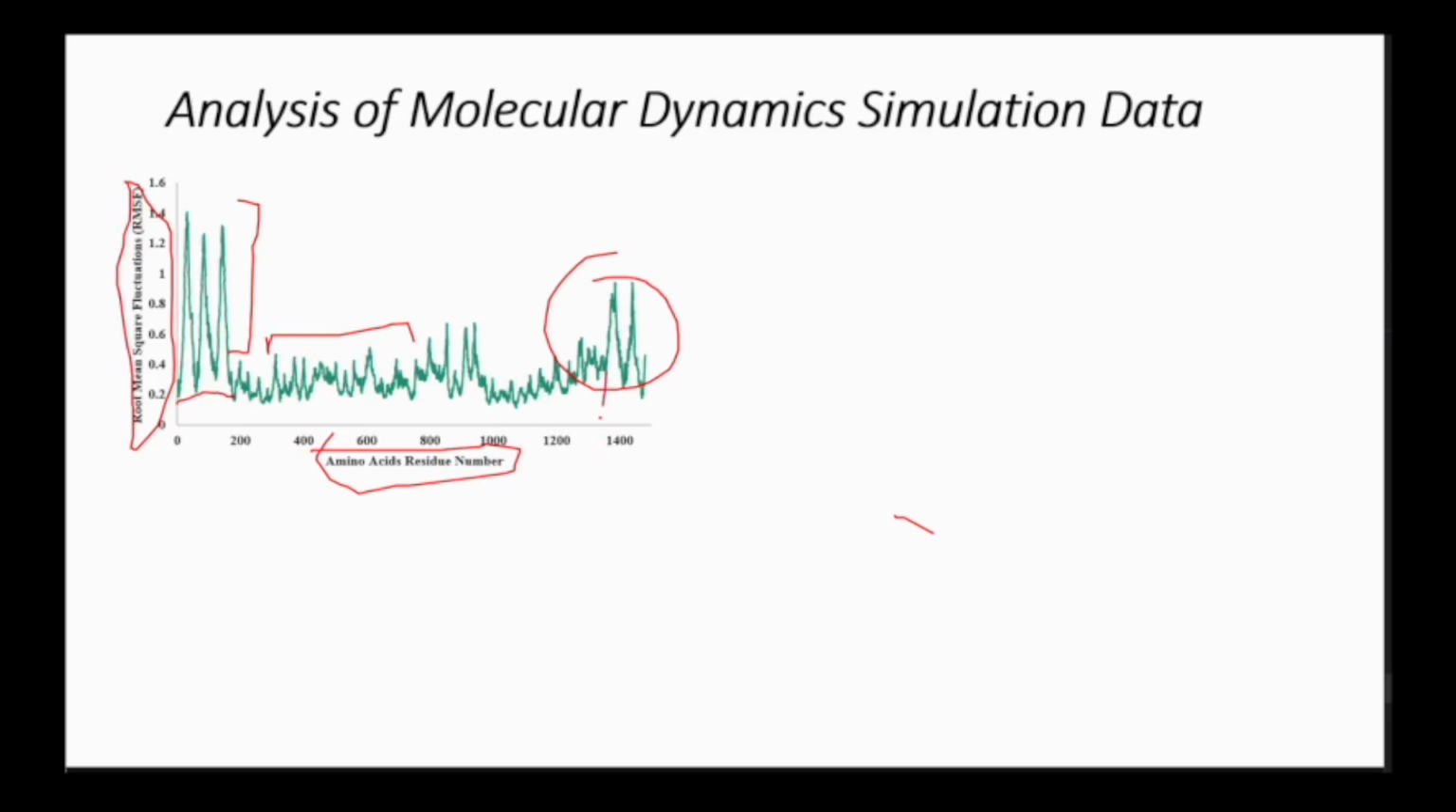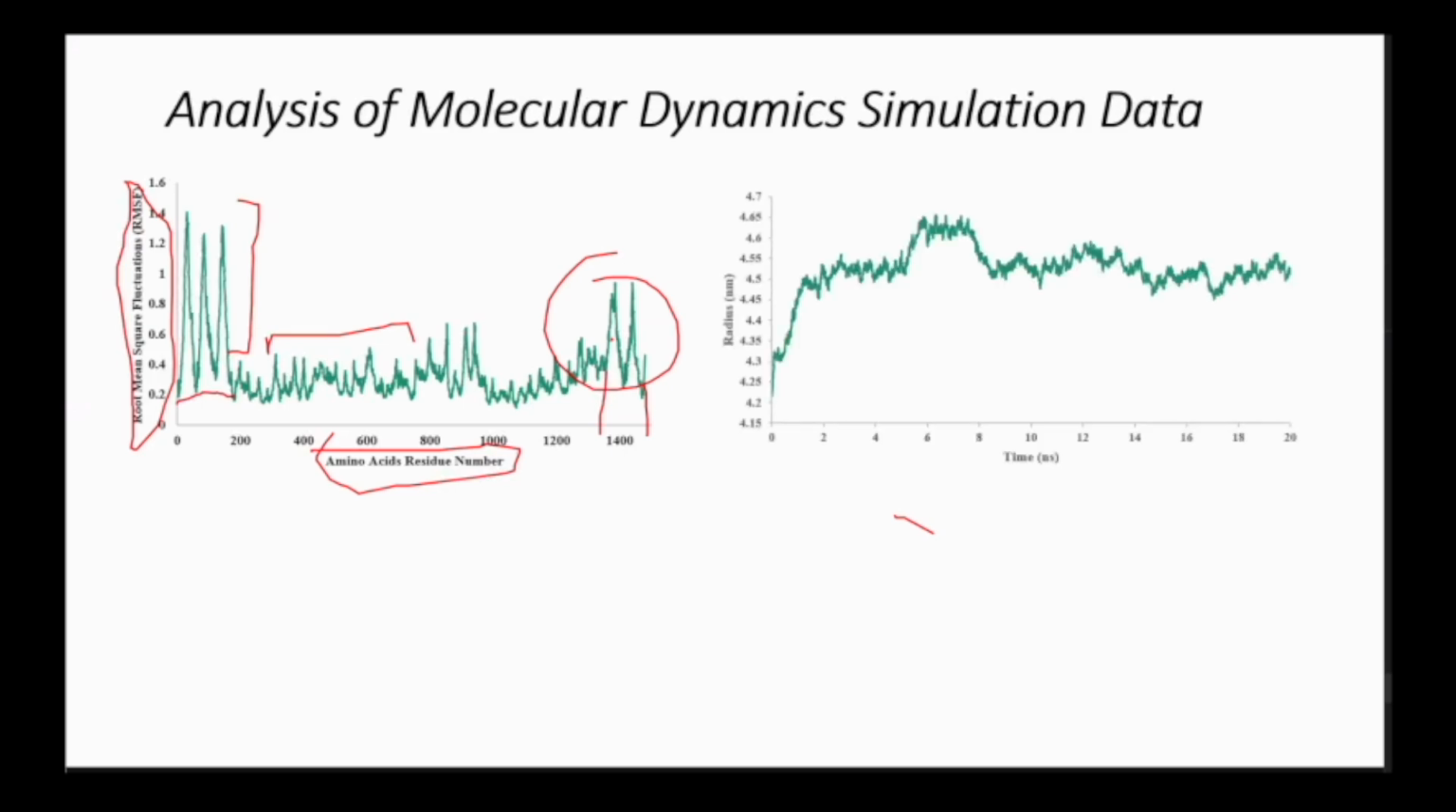So you can see from which amino acid to which amino acid this area is having a high kinetic energy. So this is another very important insight that we could have from the molecular dynamic simulation data.